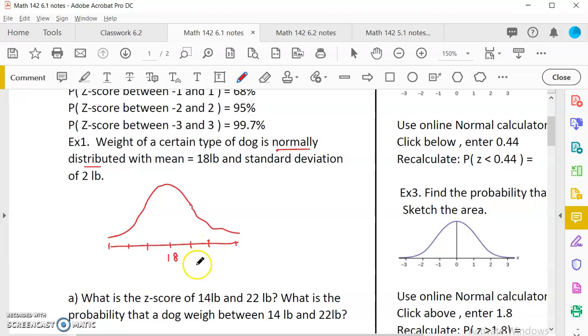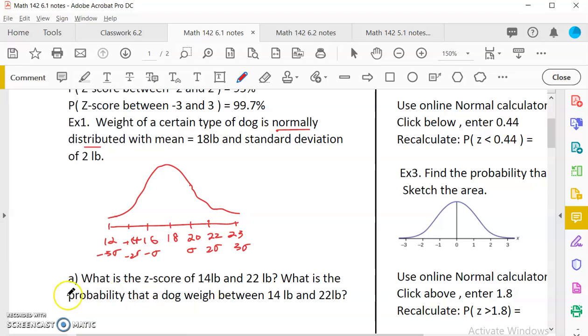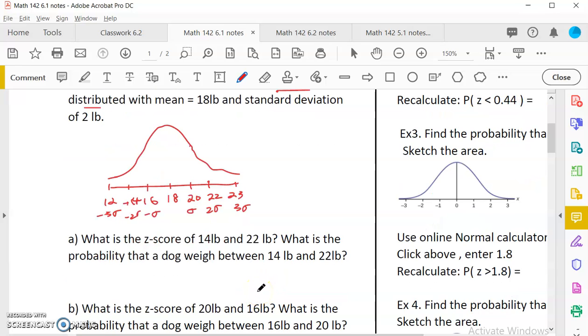Because the standard deviation is 2, I add 1 standard deviation to get 20. Add 1 more is 22. Add 1 more is 24. So this is 1 standard deviation, 2 standard deviations, and 3 standard deviations. And here I would subtract 2 to get 16, subtract 2 is 14, and then minus 2 is 12. So again, it's minus sigma, minus 2 sigma, minus 3 sigma. So here, what is the question? What is the z-score of 14?